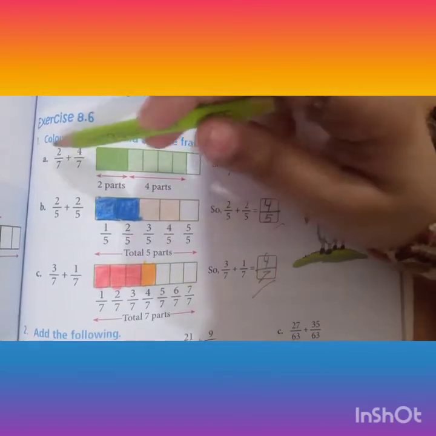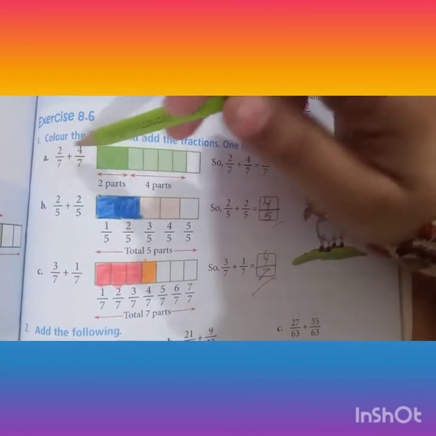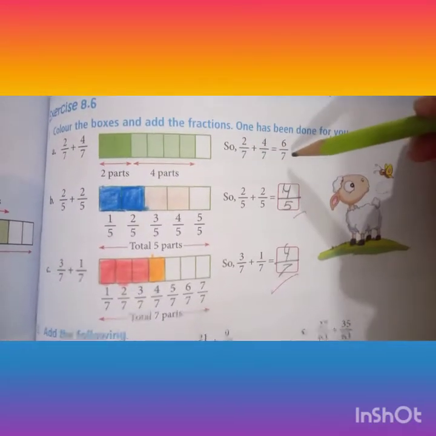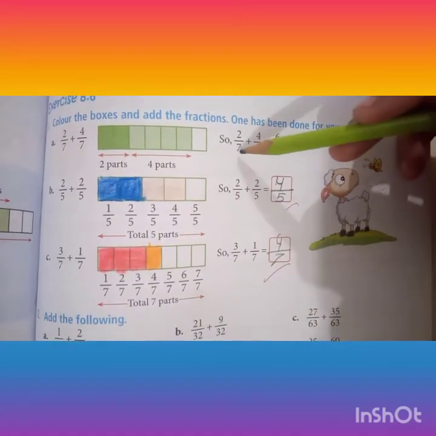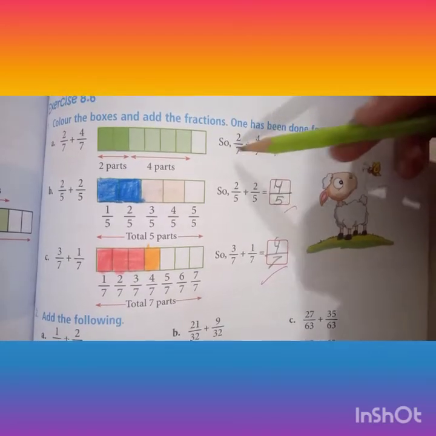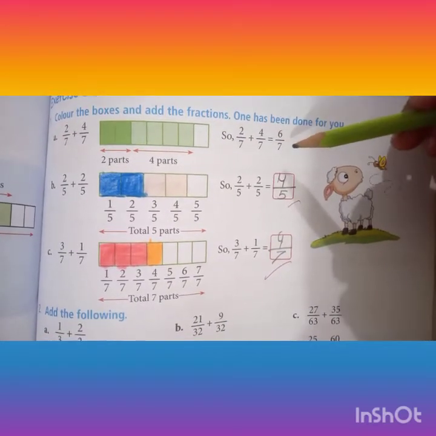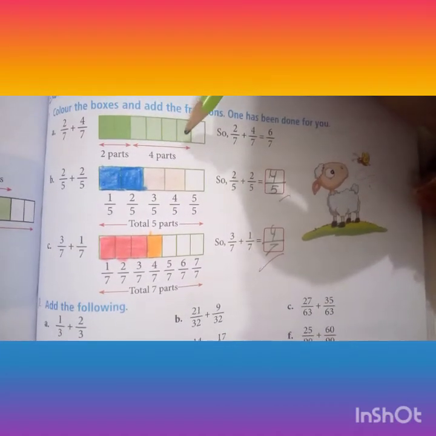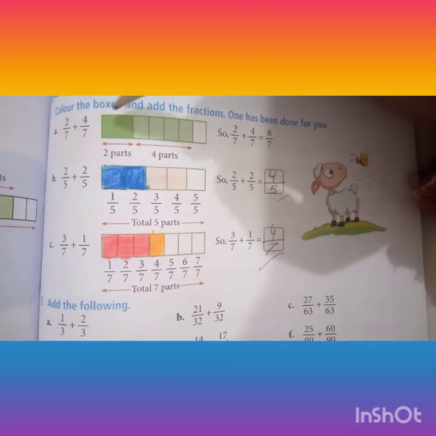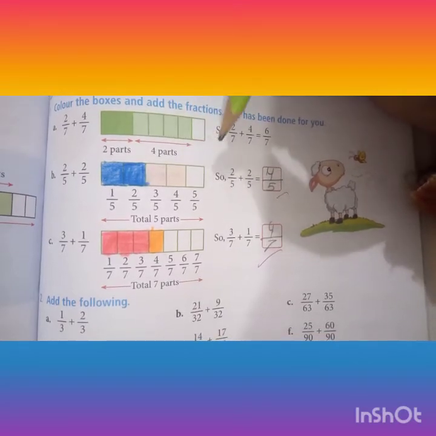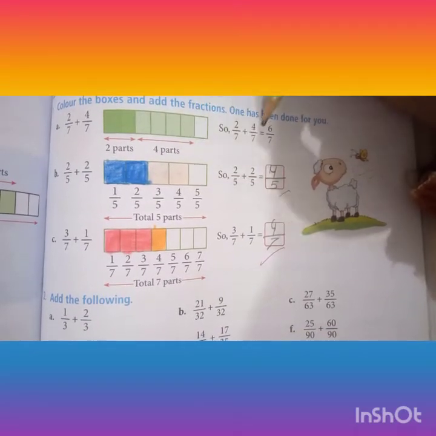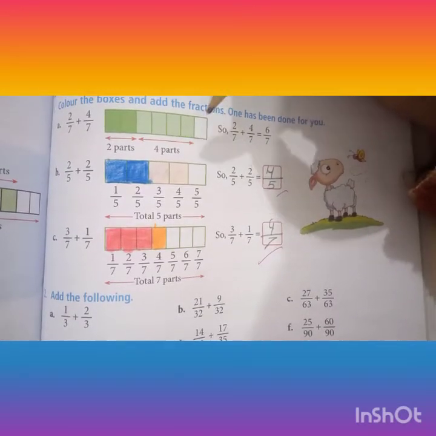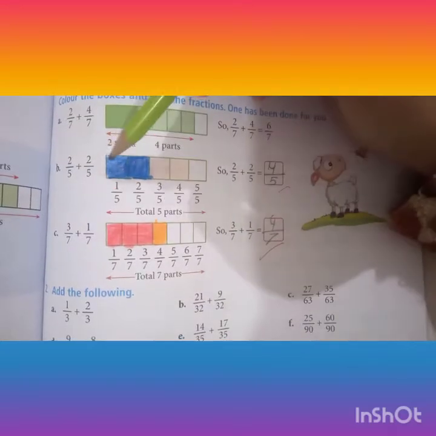We add these fractions. 2 plus 4 is 6 upon 7. We write 7 as it is, because we do not add the denominators in fraction values. We have 1, 2, 3, 4, 5, 6, 7 denominators, boxes, and 2 are dark colored and 4 are light colored. Now 1 is an uncolored box. We retain 6 upon 7.